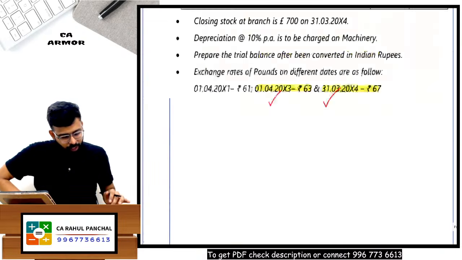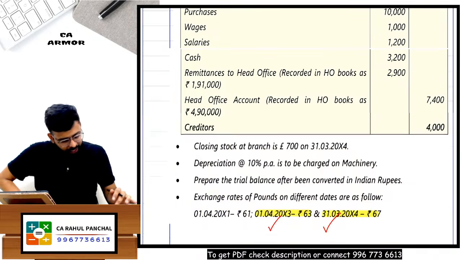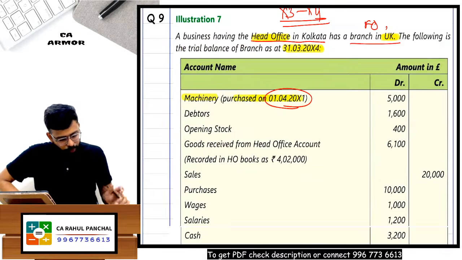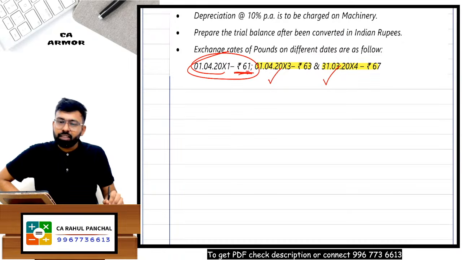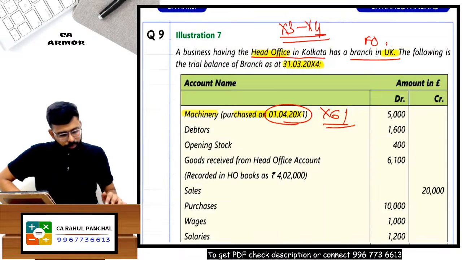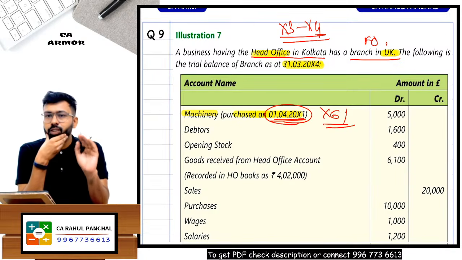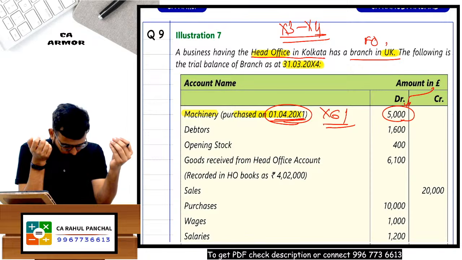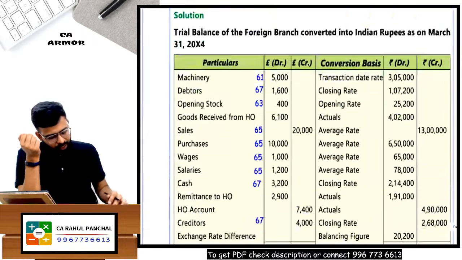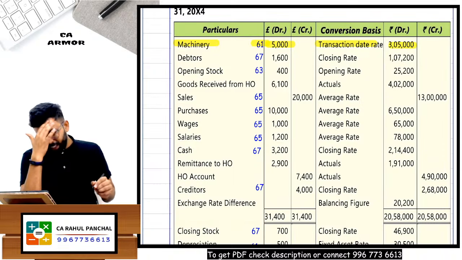Now one by one. First, machinery is purchased and the date is given. Once the date is given and the rate is also given on that date, 61 rupees, so into 61, because the rate is given. For this 5,000, the rate is given on 1st April 20X1. So when the machinery was purchased, at what rate it was purchased, you will say this many pounds into 61. So understand, here for machinery you will apply the actual rate on the date, because it is given.